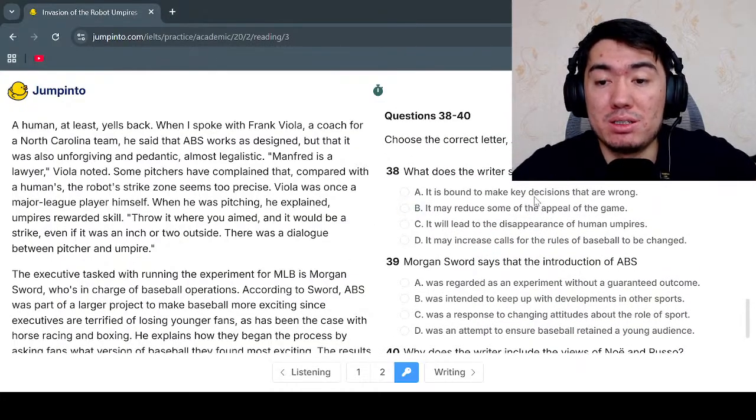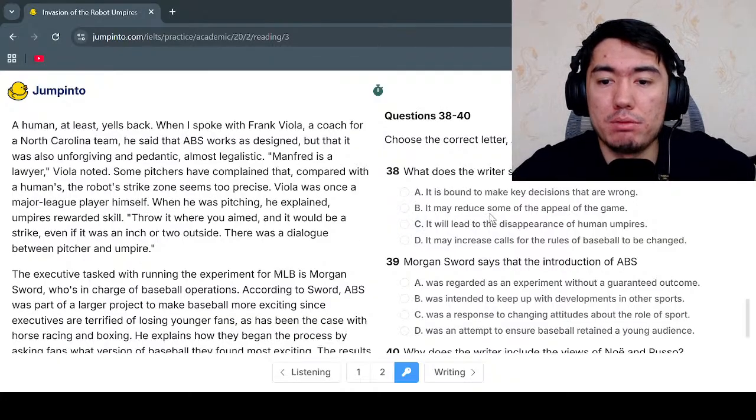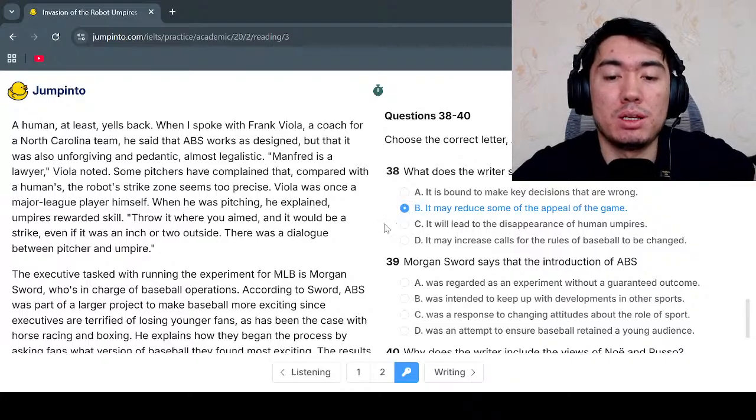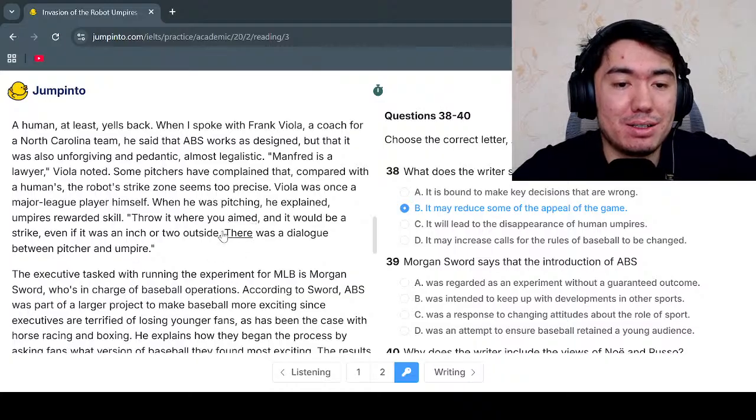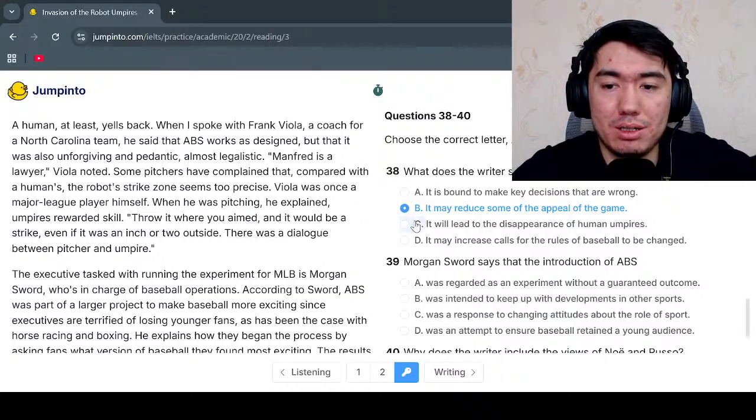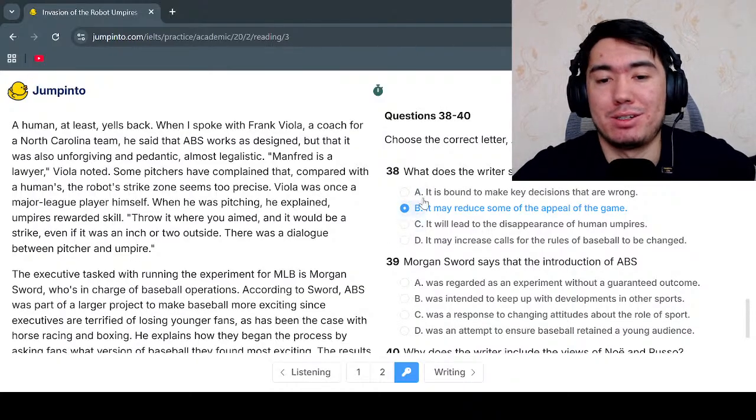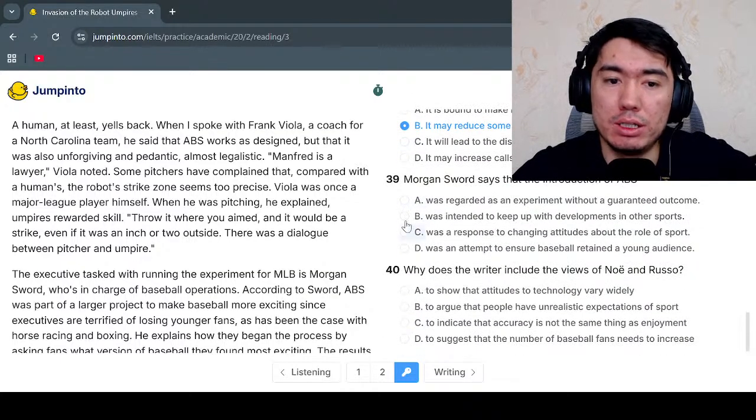It is bound to make key decisions that are wrong. No, so it's just too precise. It doesn't have any human emotion, any bias. Reduce some of the appeal of the game. It's not the appeal, it's for players. It'll lead to the disappearance. It may increase calls for the rules of baseball to be changed. I'm kidding. It's B. Too precise. Yeah. Key decisions that are wrong? They're not wrong. They're actually too correct, right? So it's not A. C and D are just completely not given.